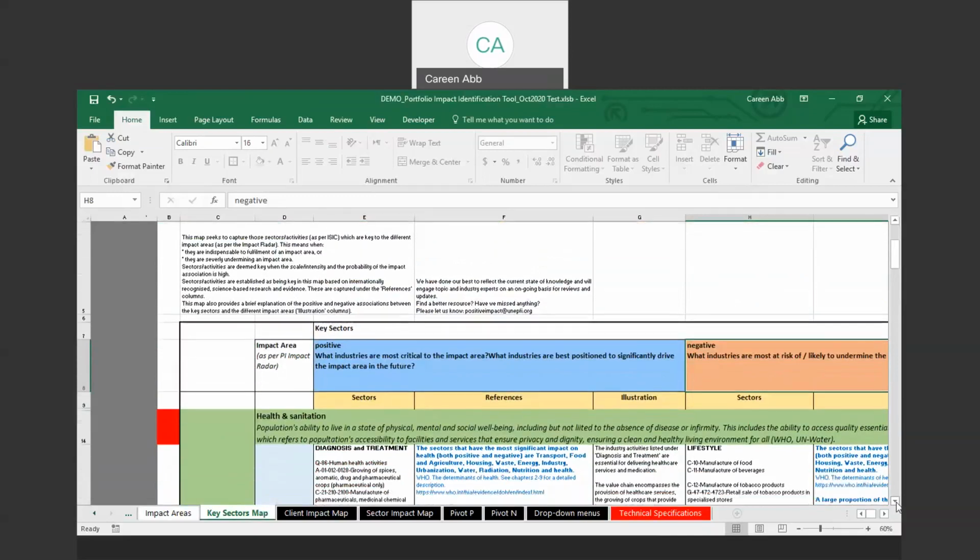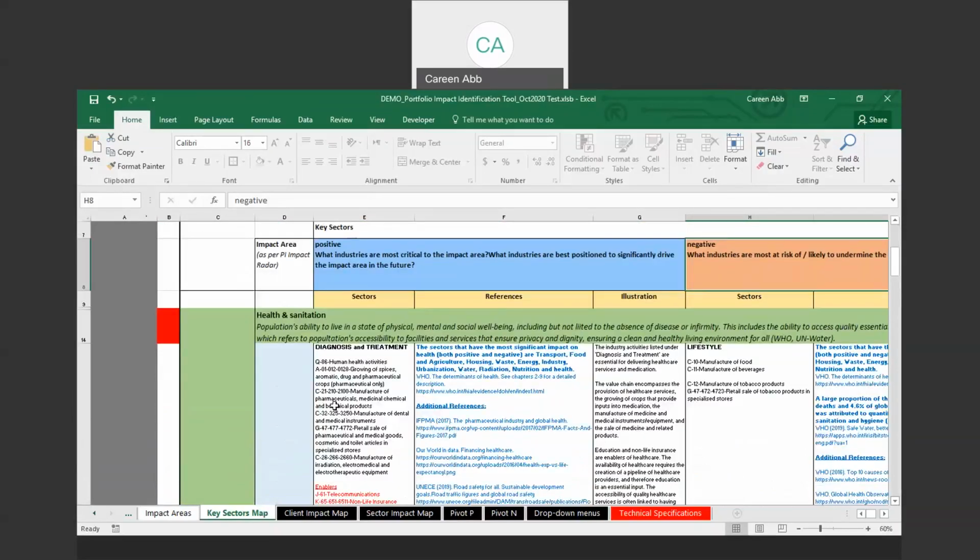In each case, in addition to the sectors that are considered key, you will also see a number of references so that you can see on which scientific grounding we have based this identification of key sectors, as well as a narrative illustration of why a given sector is key for a given impact area.